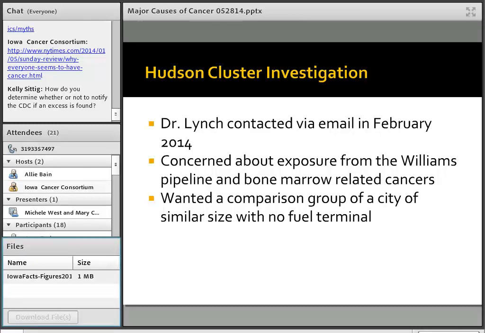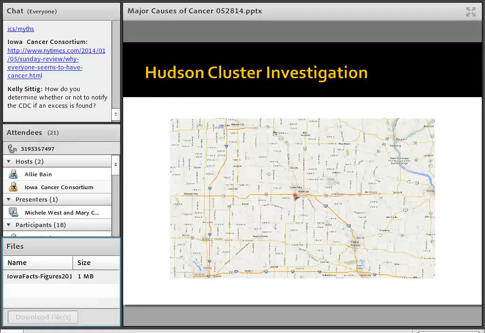He wanted as his comparison group a city of similar size with no fuel terminal. So I went through and found communities that were the same size as Hudson, and then let him go ahead and pick, and he ended up going with Kelowna, Iowa, which is what we used for the comparison group. Just to show you where Hudson is, it's there by Waterloo.